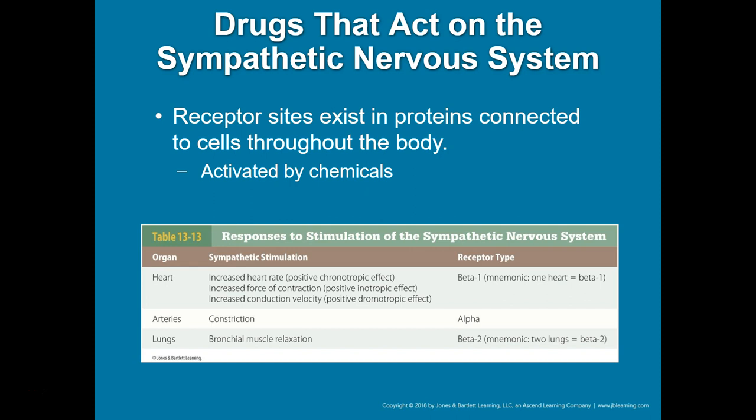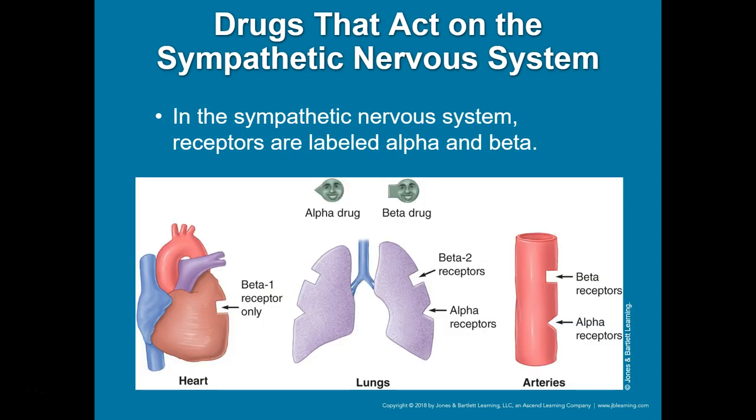Okay, another big section here as we get into this. Drugs that act on the sympathetic nervous system. Receptor sites exist in proteins connected to cells throughout the body, and they're activated by chemicals. Drugs that influence the sympathetic nervous system are classified according to the receptors with which they interact. In the sympathetic nervous system, receptors are labeled alpha and beta. Those are our two big ones.